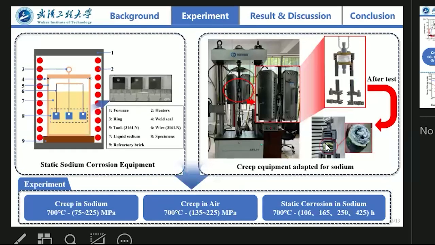Besides, we also need two main pieces of equipment in our work. Equipment 1 is the static sodium corrosion equipment, and equipment 2 is the creep equipment adapted for sodium. You can see in the picture that after the creep test in sodium, the specimen is completely surrounded by sodium. Using these materials, specimens, and equipment, we did three series of experiments: creep in sodium, creep in air, and static corrosion in sodium.